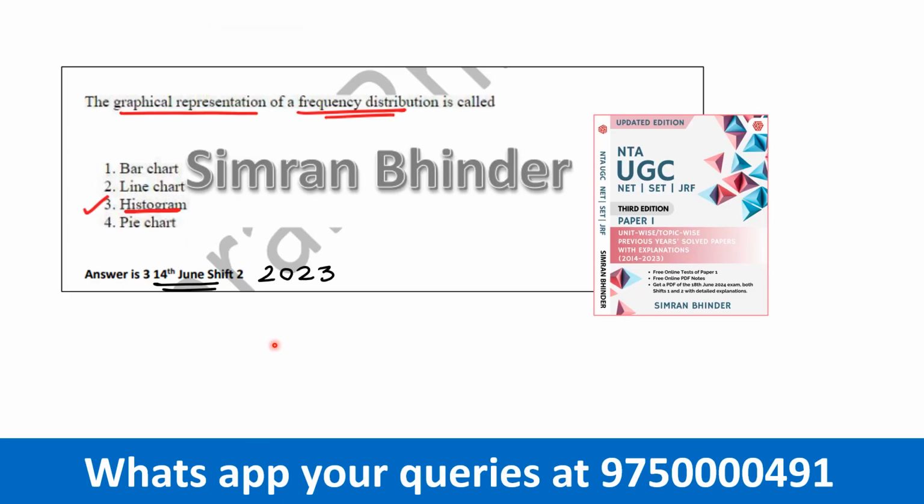Now, if you are clear with respect to the term that is histogram, you are able to do a UGC-NET question. This question is from 14th June 2023 examination, shift 2. The question is very easy if you are prepared on the content.